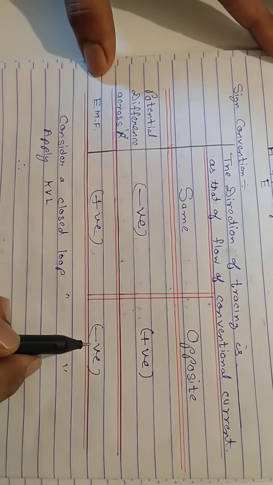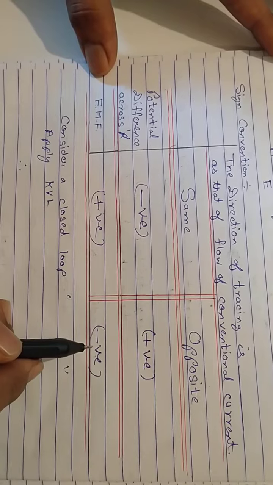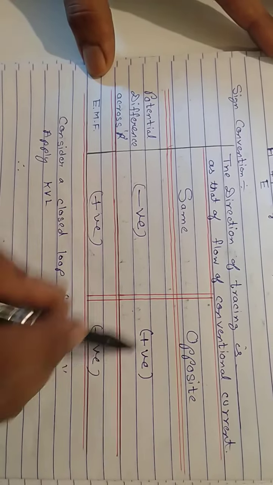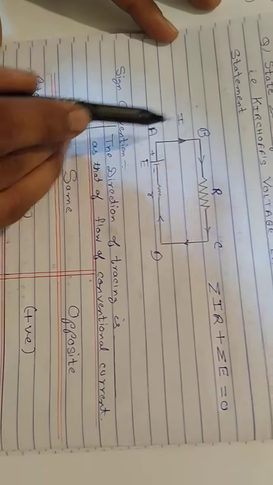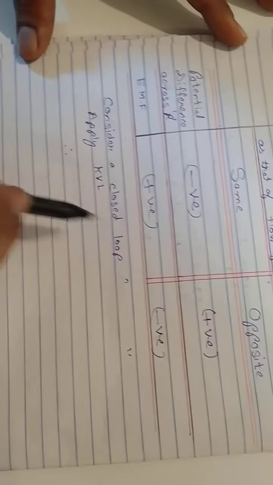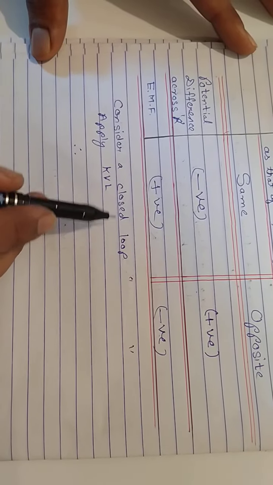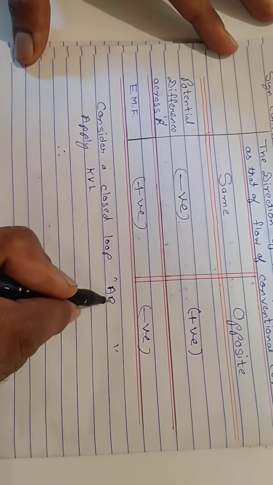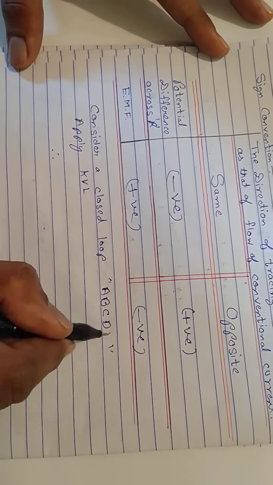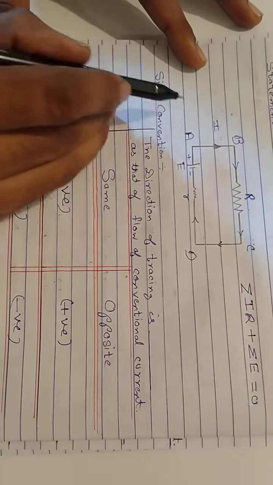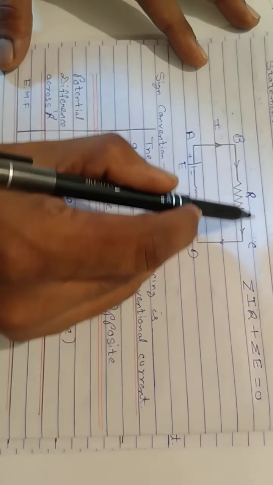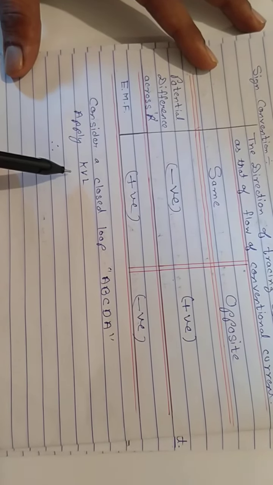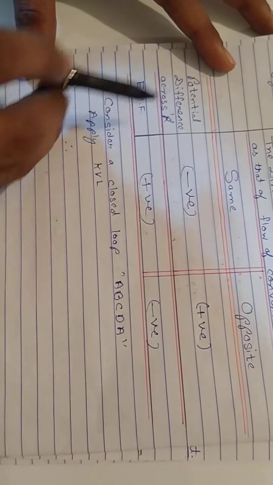Now let us clear the idea using an electrical circuit. So now I am going to consider a closed loop A, B, C, D, A. My direction of tracing is clockwise. Now I am going to apply KVL using the sign convention.